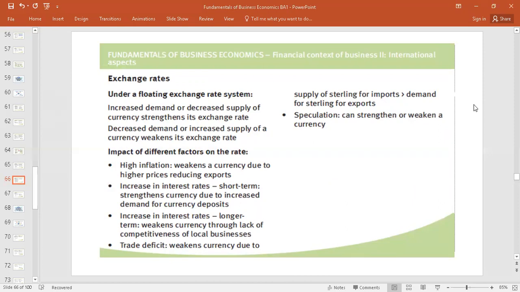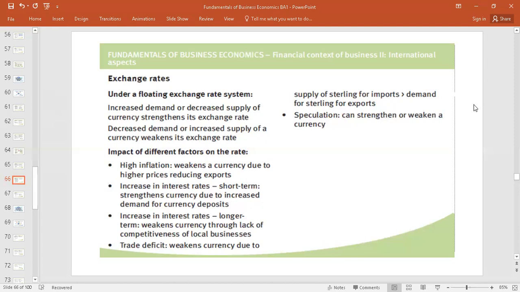The other way around, if there is a decrease in demand, the price also falls. When the price falls, the currency weakens, and the consequences can be seen. So let's remember this point: under a floating exchange rate system, because of the rise in demand, the price also rises and the currency strengthens. If there is a decrease in demand, the price falls and the currency weakens.